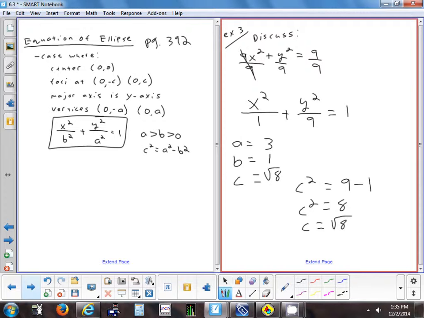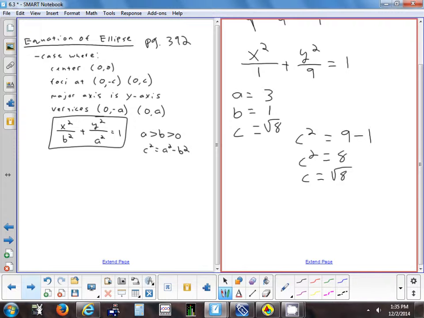We can reduce the square root of 8. We've talked about that before, to 2 square roots of 2. For the purpose of explaining conic sections, I don't think I'm going to do that because I might start to confuse people. But again, remember, square root of 8 can be reduced.